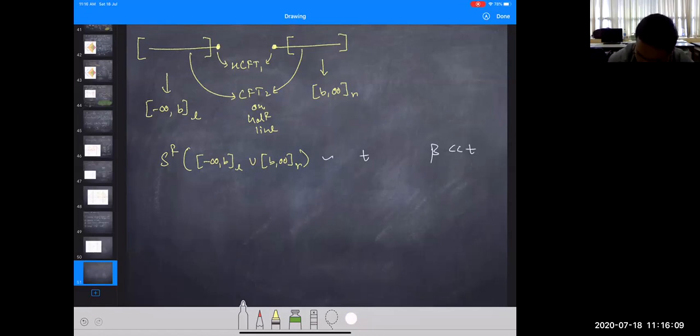Now, instead of doing this computation, let's try to do the other computation. The other computation is basically this, which we expect to be exactly the same by unitarity.